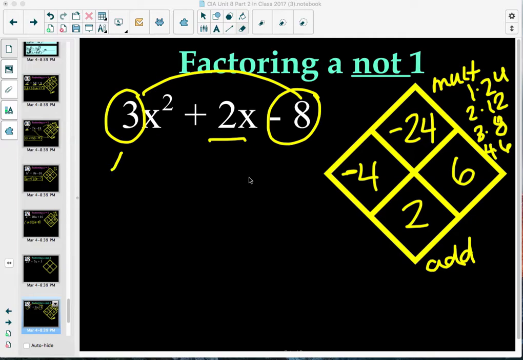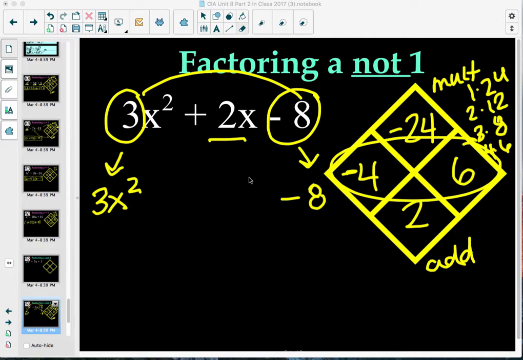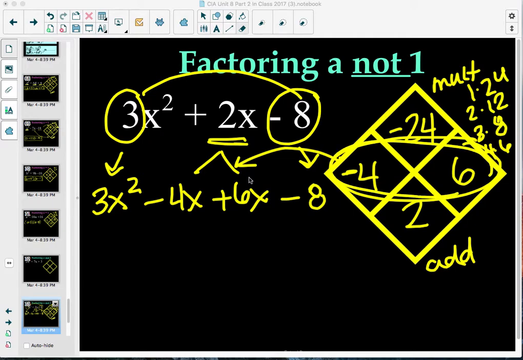Now you can't jump to your answer on this one. You got to do a little more work. So we're going to keep the first term, keep the last term. In the middle term, instead of writing 2x, we're going to split it into the factors of negative 4x and positive 6x. So we're just taking the factors we got from our diamond and we're plugging them into the middle. And then we do our grouping, which is parentheses. And then this is just like the first problem we did.